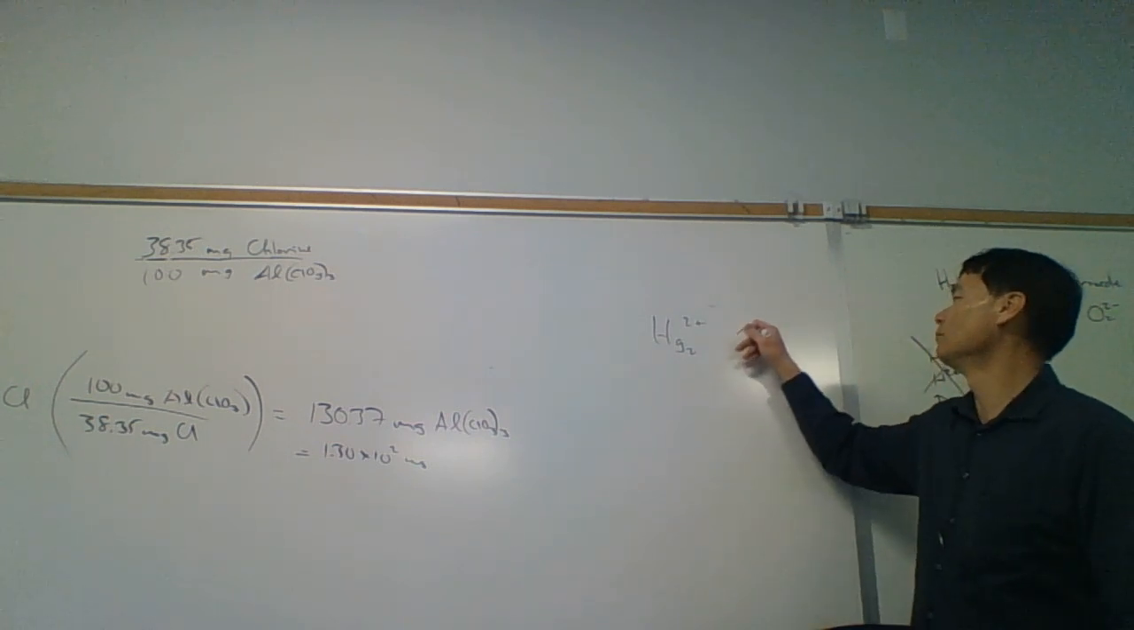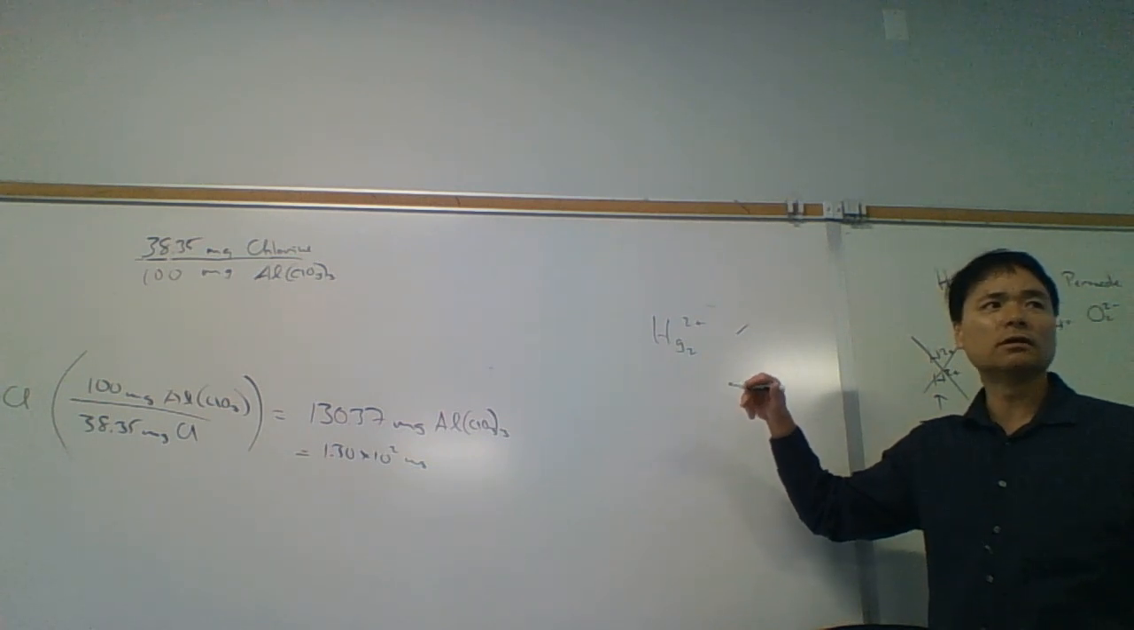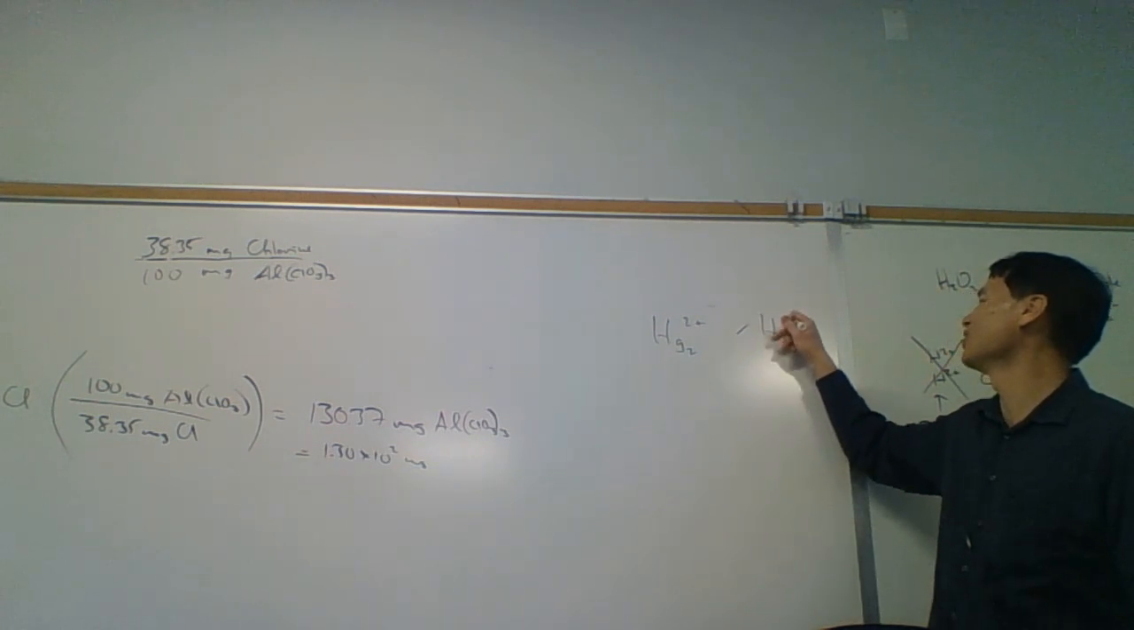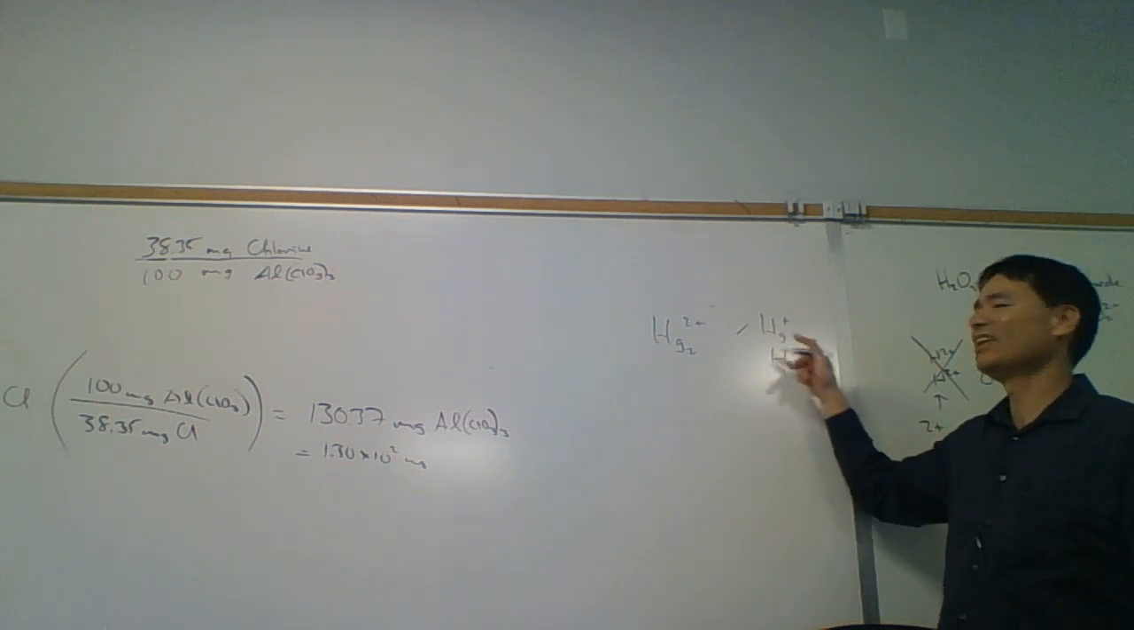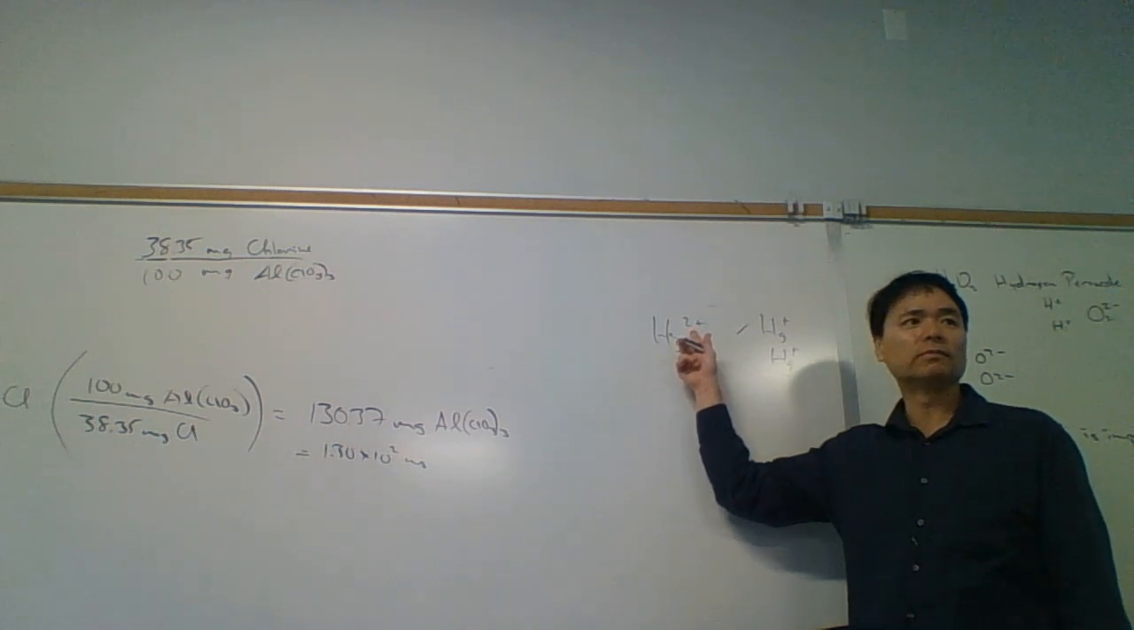Because we're looking, mercury 1 refers to the oxidation state, not the charge. The oxidation state of mercury is, each mercury must be +1. And we have 2 of them, so it gives a charge of +2.